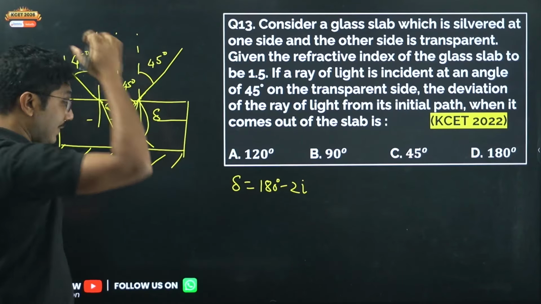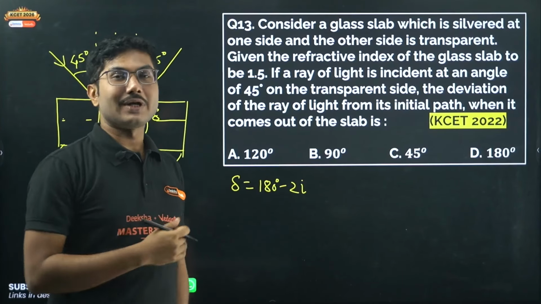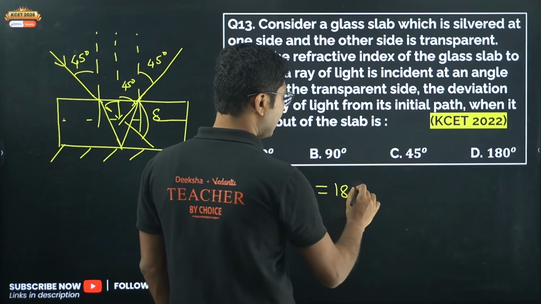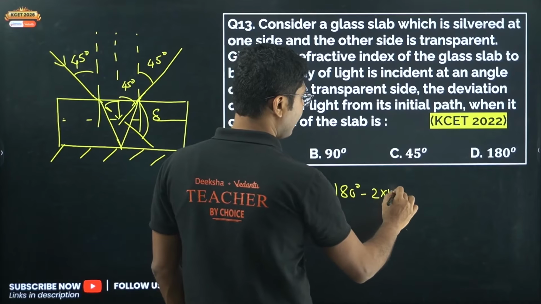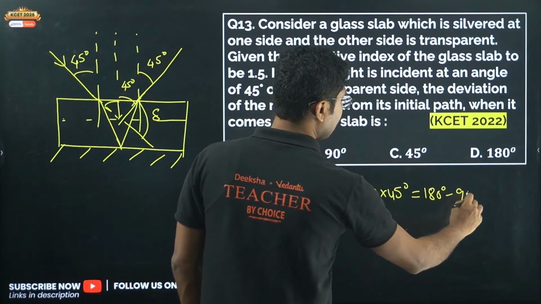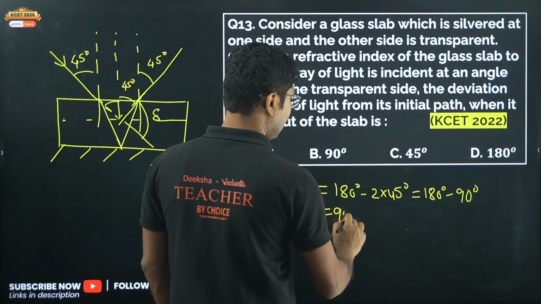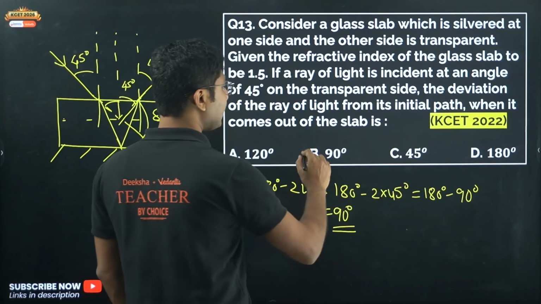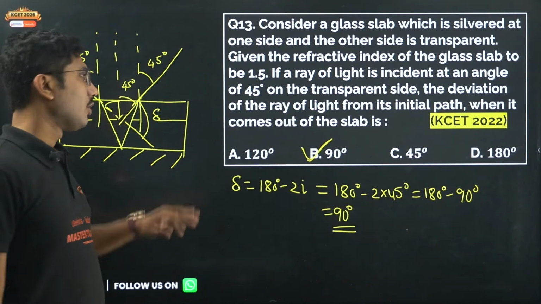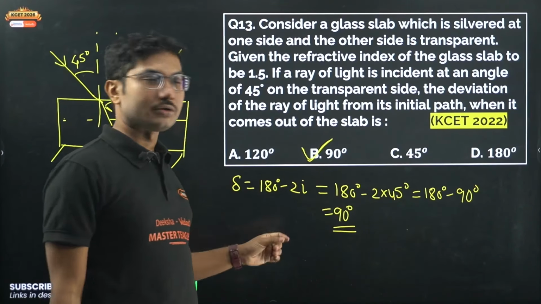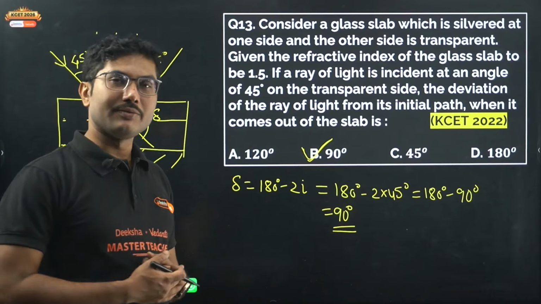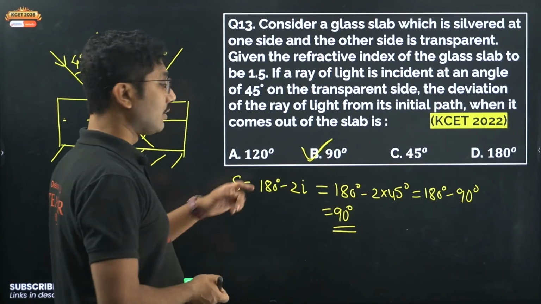No matter, even if it is a glass slab, the deviation formula remains the same, that is 180 degrees minus 2 into 45 degrees, that is 180 minus 90, that is 90 degrees. So the deviation is 90 degrees. It does not matter, the slab is given as an eyewash. Even if the slab was not there, the deviation would be the same, 90 degrees.